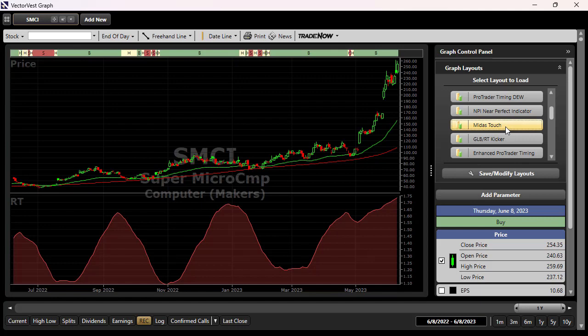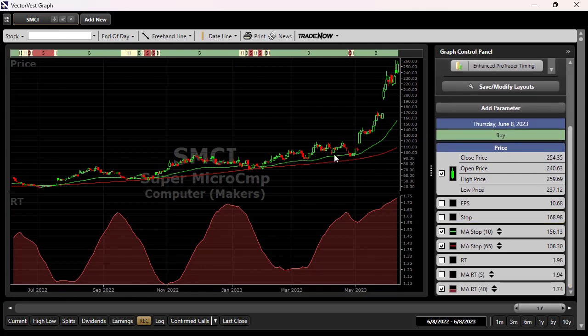Now, the Midas Touch gets its name because it was originally developed by Dr. Delito as a timing system for gold. But its benefit is that it uses a couple of moving averages of the VectorVest stop price that we saw in the VectorVest Simple demonstration, both a 10 and a 65-day moving average of the stop price. So we're really smoothing out that price action, and a 40-day moving average of RT on the subgraph. The Midas Touch signal is given when the moving averages of stop cross over and are confirmed by the RT moving average crossing above or below the neutral level of 1.